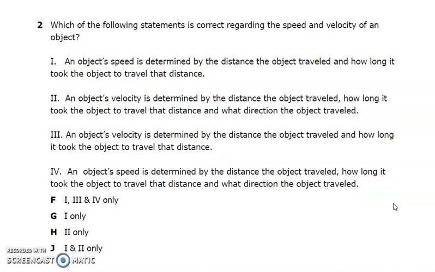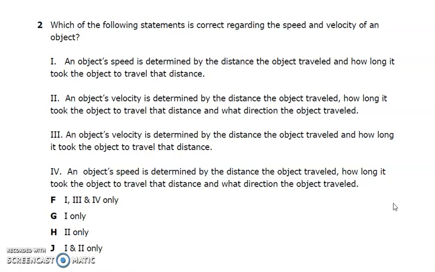One, an object's speed is determined by the distance the object traveled and how long it took the object to travel that distance. Two, an object's velocity is determined by the distance the object traveled, how long it took the object to travel that distance, and what direction the object traveled. Three, an object's velocity is determined by the distance the object traveled and how long it took the object to travel that distance. Four, an object's speed is determined by the distance the object traveled, how long it took the object to travel that distance, and what direction the object traveled.